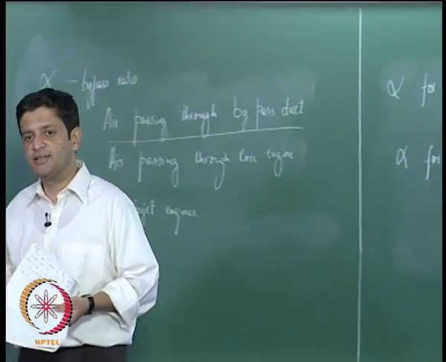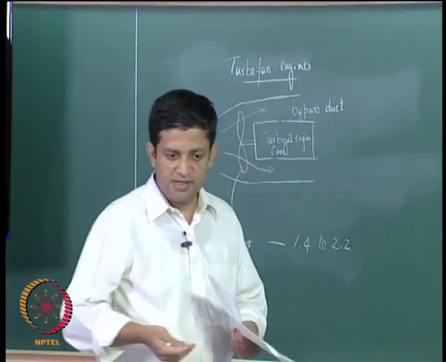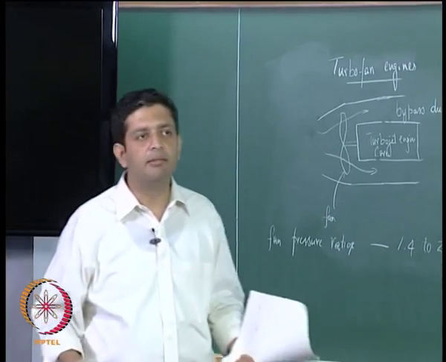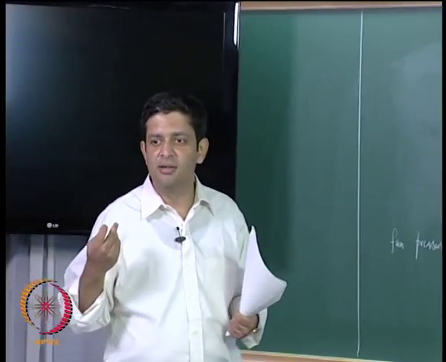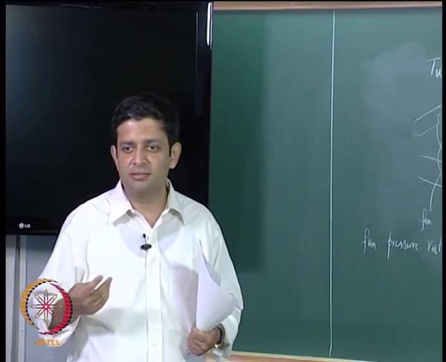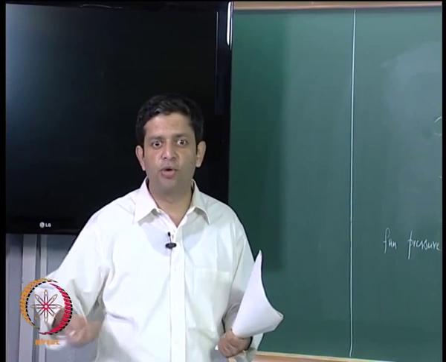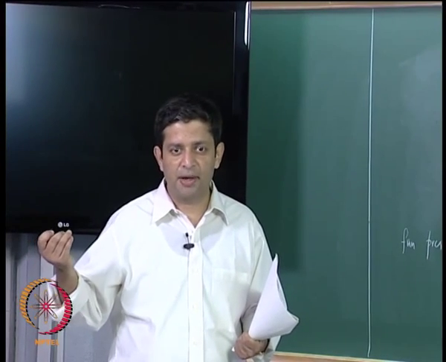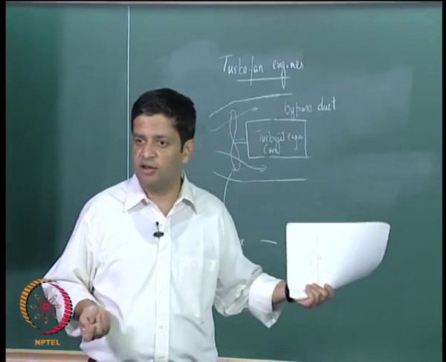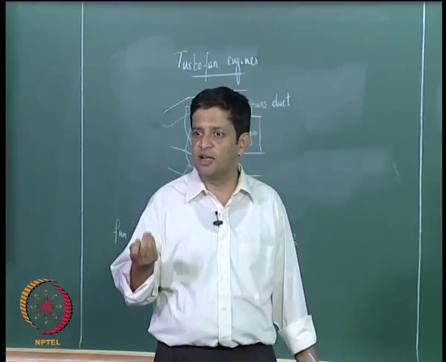You can use a large alpha here because the engines are no longer fitted onto the body, it is outside, and the typical Mach numbers that some of these civilian transport aircrafts look at is around 0.8 to 0.85. They are not very high Mach numbers, they do not go beyond the speed of sound, okay. So therefore you can look at a large value of alpha. In fact GE uses an even larger value of alpha.